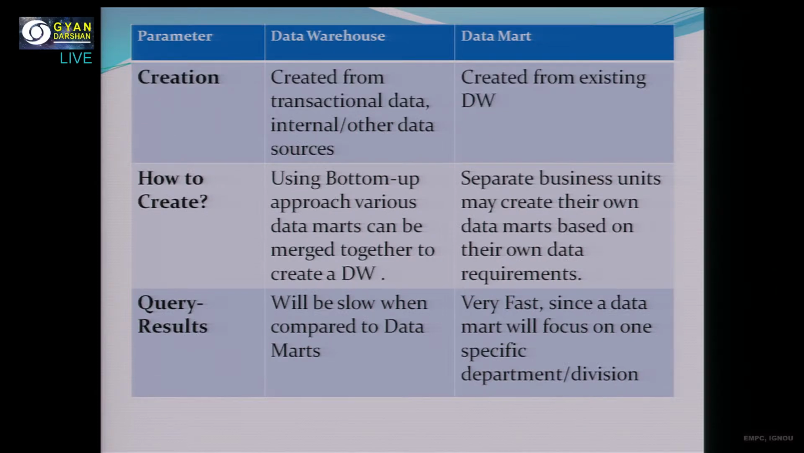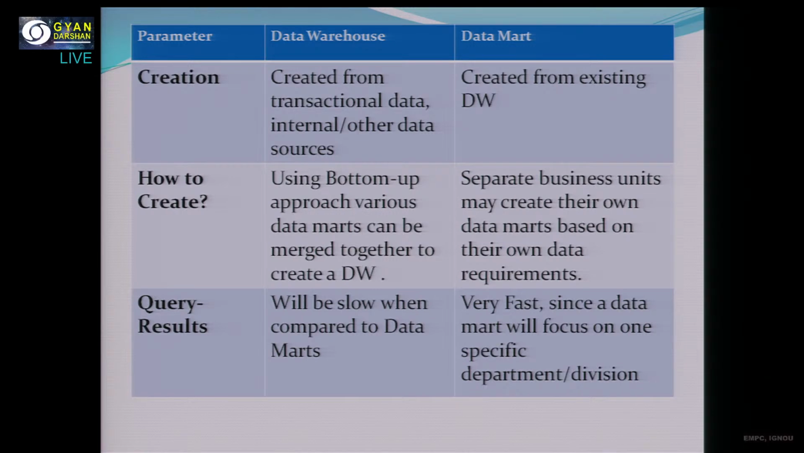Coming to the creation parameter, a data warehouse is created from transactional data and other internal data sources. Here also, as I showed in the illustration in the previous slide, there may be a chance that directly from the internal sources, the data is pulled into the individual data marts as per the specific domain. However, there may be a chance that the whole data will be stored in the centralized data warehouse, and from the centralized data warehouse, the data marts can be drawn. So there is a two-way practice, and both practices are well and good for constructing the data marts.